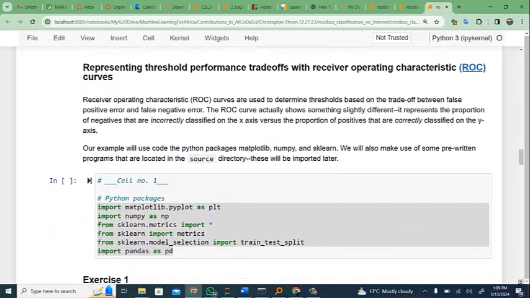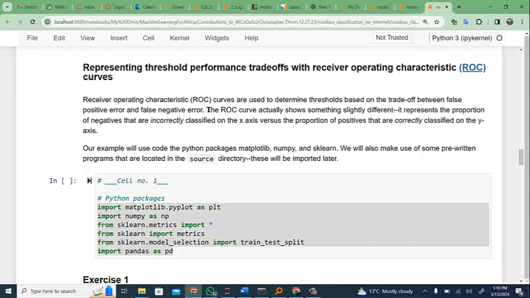Now, as I mentioned, there's a trade-off between true positive rate and false positive rate. So the receiver operating characteristic curve gives me this trade-off. It gives me a good representation of how I can exchange between those two quantities. Okay. As it says here, receiver operating characteristic curves are used to determine threshold based on the trade-off between false positive error and false negative error. Two types of errors, and they work against each other.